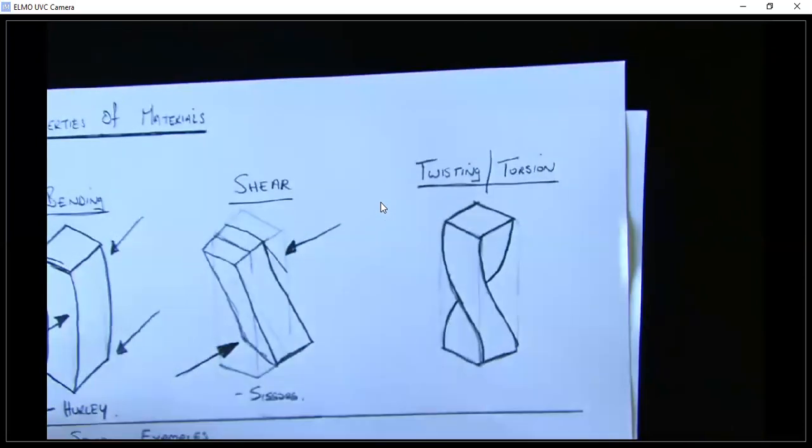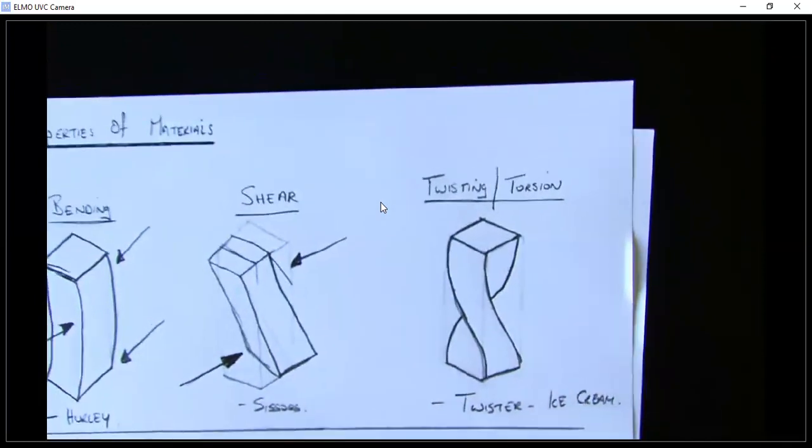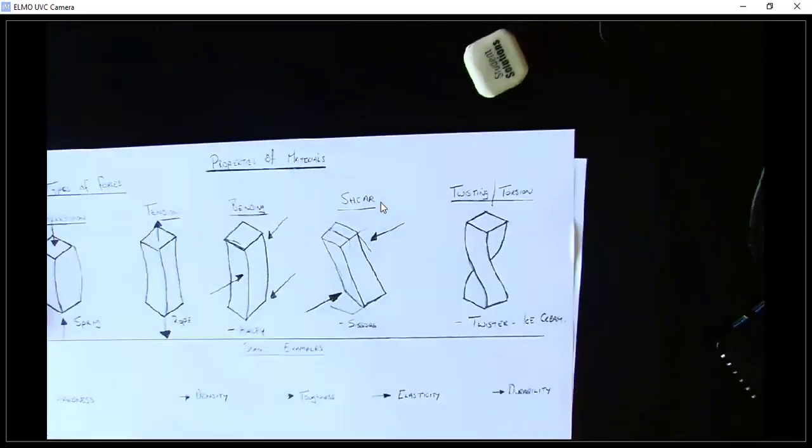The example for this one we'll say is a twister. Not the chocolate bar, the ice cream. That's a similar shape to the ice cream you're going to get. So hopefully that might rejig your memory when you're looking back over this.